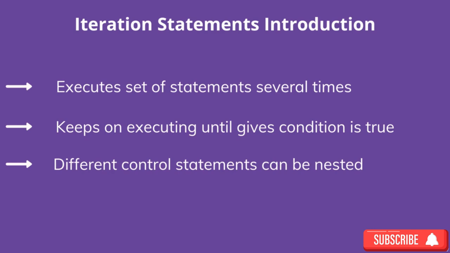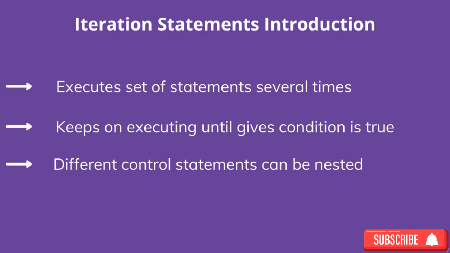Such things can be done by the iteration statements, as this is a statement which allows the execution of a particular block of code multiple times or several times. Whenever you write a loop, you will have to pass a condition, so that until that condition is true, the loop will keep on executing, and as soon as it is false, the loop will get terminated. For example, I want to find all the even numbers from 1 to 100.